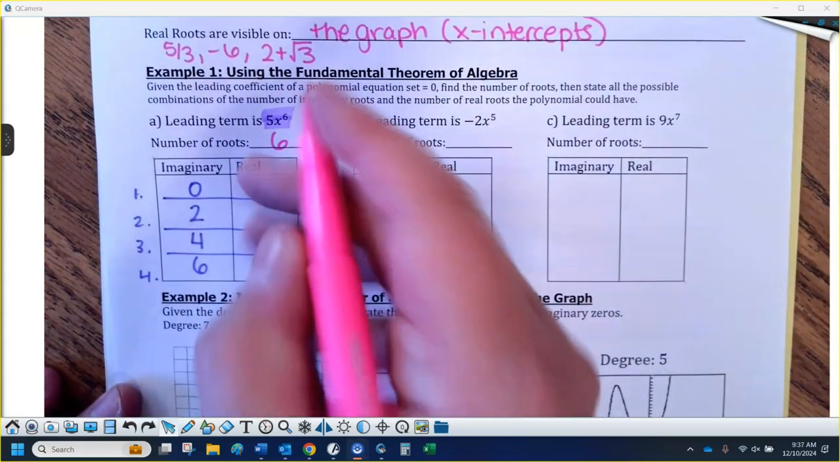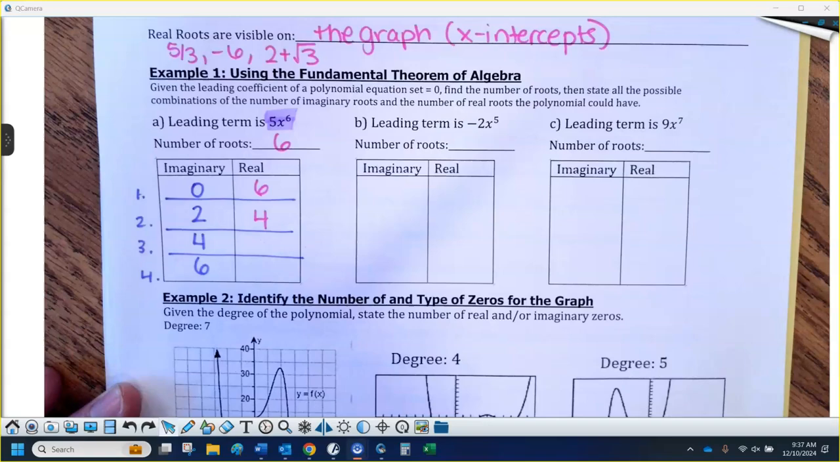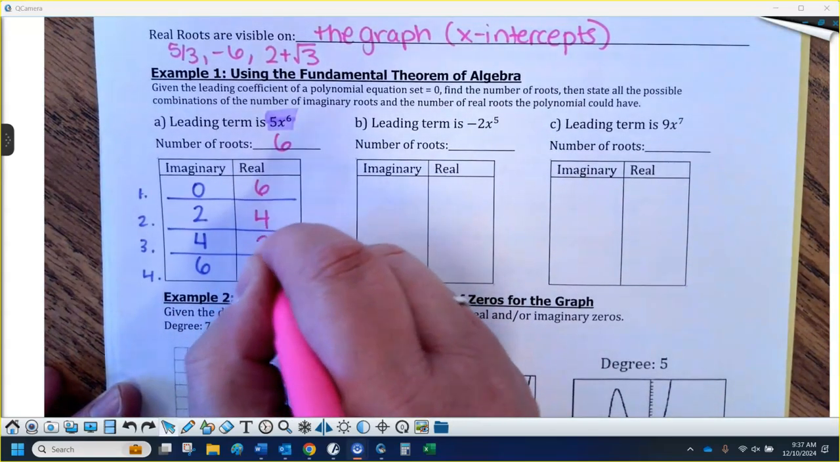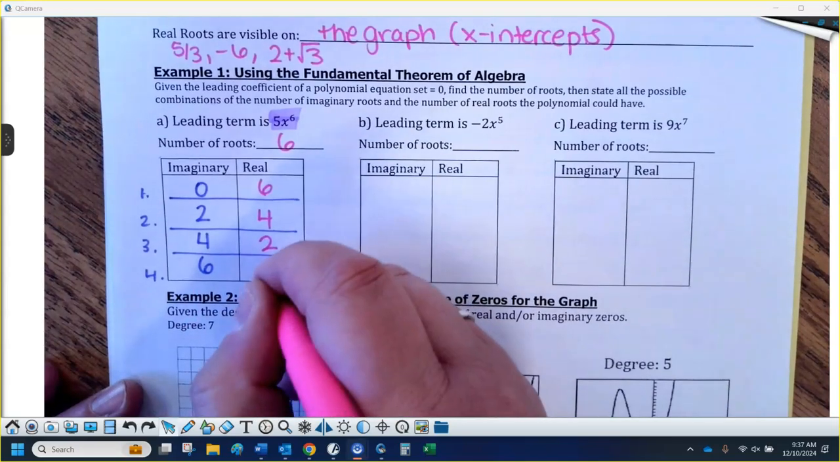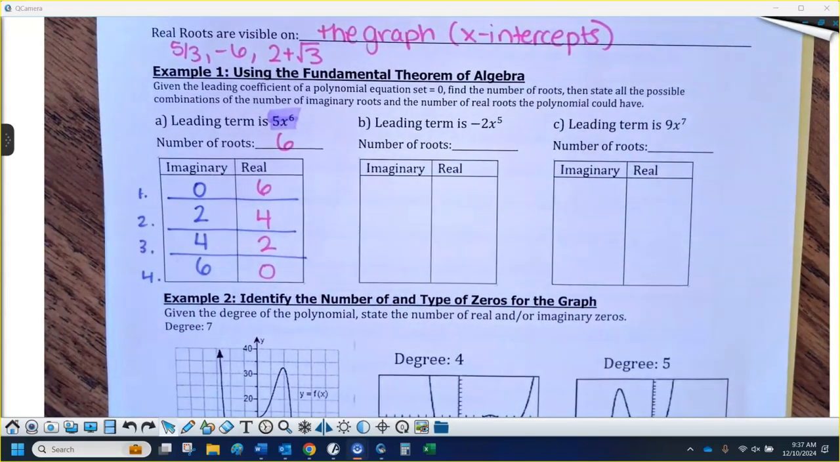So if you have 2 imaginary, then you'd have to have 4 real. If you have 4 imaginary, you'd have to have 2 real. They have to add up to 6. If you have 6 imaginary, then all 6 would be imaginary, and I wouldn't have any real. So you have 4 different ways that that could shake out. We just have the first term, so we don't know the rest of the polynomial. We can't look at a graph. So those are all the possible combinations that could shake out.